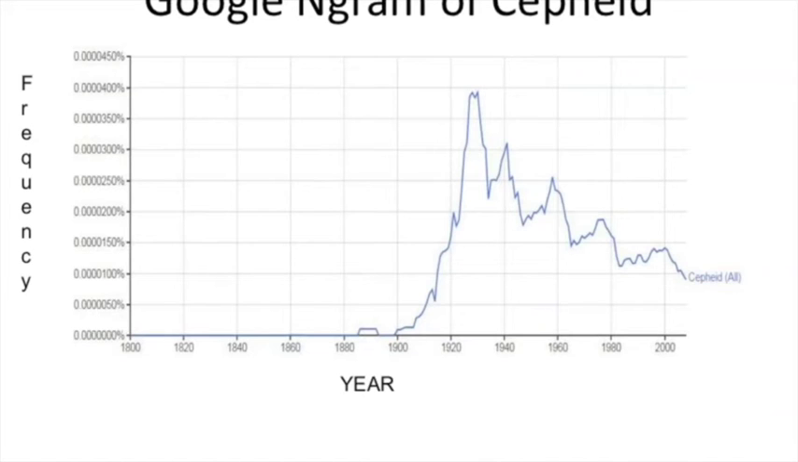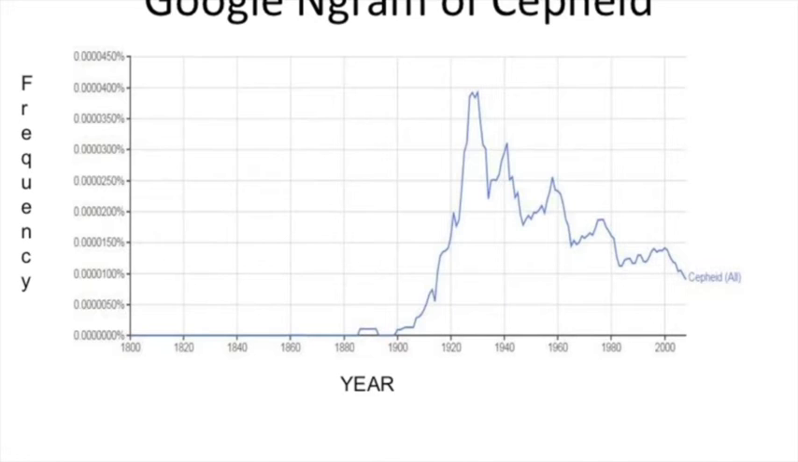Now, has anyone played with Google Ngrams? Has anyone heard of those before? There's a little Google tool you can go to, and it looks through a whole bunch of written material that Google has scanned and looks for the frequency at which different words are used. So I thought in this connection it might be interesting to do a little Google search on the word Cepheid and see what happens with it. So this is what we get.